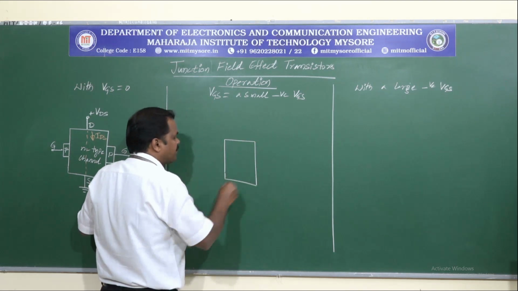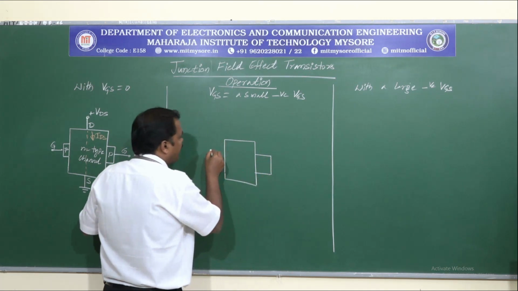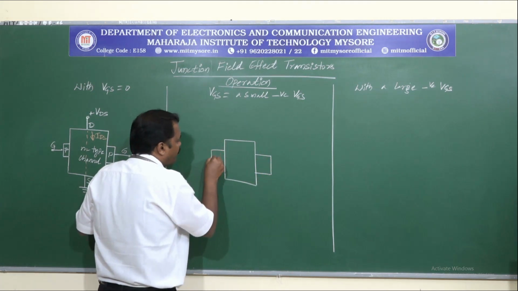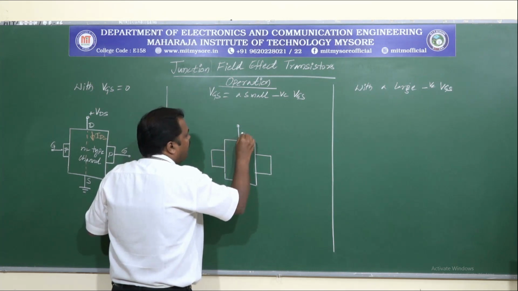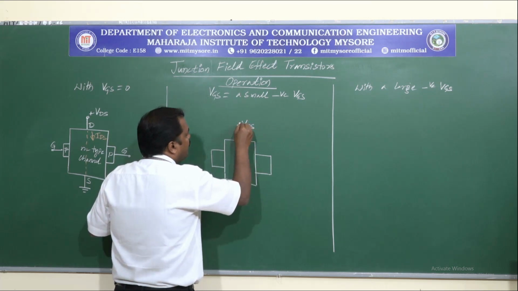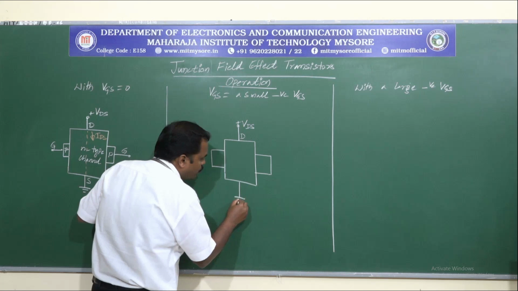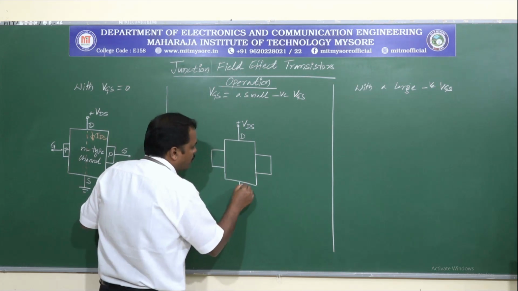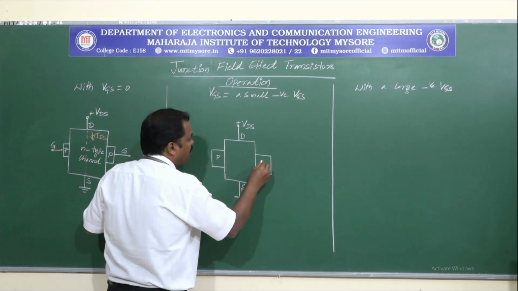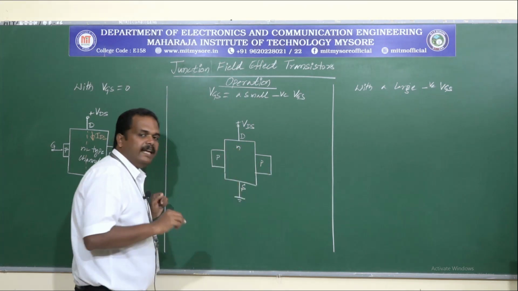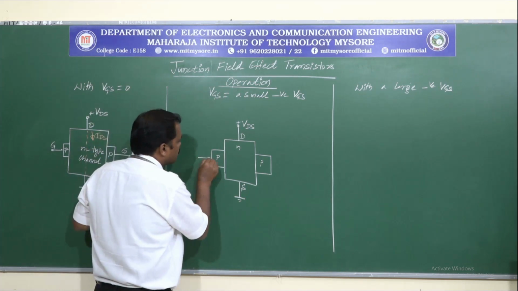This is the N-type channel, and here we have the P-type gate, here also we have a P-type gate, and this is the drain terminal where we have applied a positive VDS, and this is connected to ground potential. This is the source terminal. So this is P, and this is N.